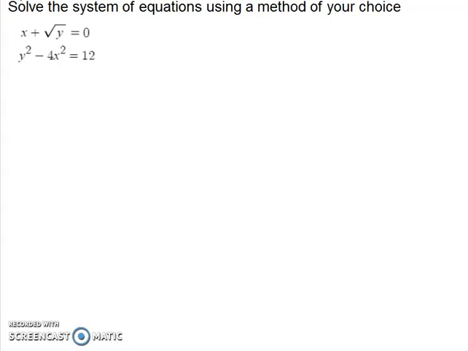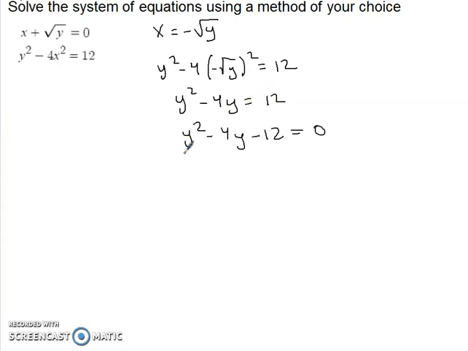Elimination is going to look pretty tricky on this one because I don't have any matching terms. I've got powers of 2 in that second equation, but not in the first equation. So I'm actually going to go ahead and isolate my x and then plug that in for x in my second equation. So y squared minus 4 times the negative square root of y squared is equal to 12. And this one actually simplifies quite nicely for us to solve. From here we factor if possible, which this one is factorable, or use the quadratic formula if you're more comfortable there. You should have y is going to be equal to either positive 6 or negative 2, and from there we go back and we solve for x.